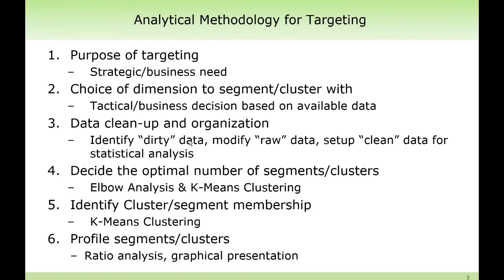Step number 3 is the typical first step in the actual analytics. This is where we clean up the data, where we identify how dirty the data is and decide how to clean it up. Step number 4 is where we determine the optimal number of clusters. For that, we normally use elbow analysis and k-means clustering. Once we have decided the optimal number of segments, we then identify the cluster segment membership, so who is in what cluster. Based on that information, we profile each of the segments or clusters in order to understand who they are so we can better work with them. So basically that is how we do targeting analytics.